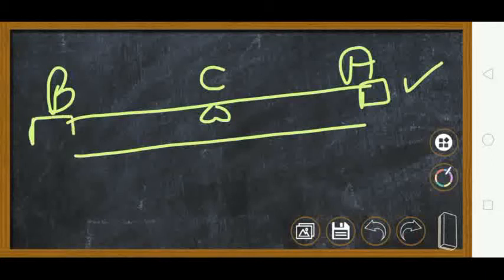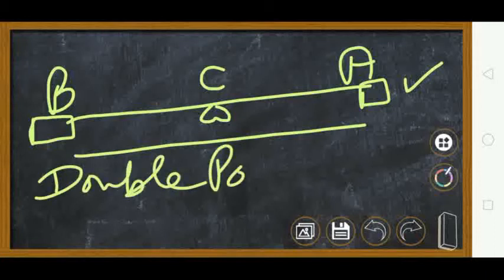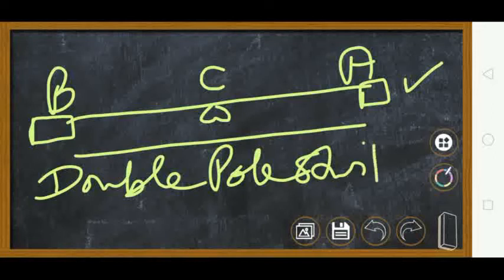At this end also one switch is there. Means this bulb can be switched on as well as off by the switch at A as well as switch at B. So these type of switches are known as double pole switch. Understood? Where it is used? Double pole switch. Even A can on it, even B can on it. A can off it, B can also off it. This is known as the double pole switch. We will see that in detail.